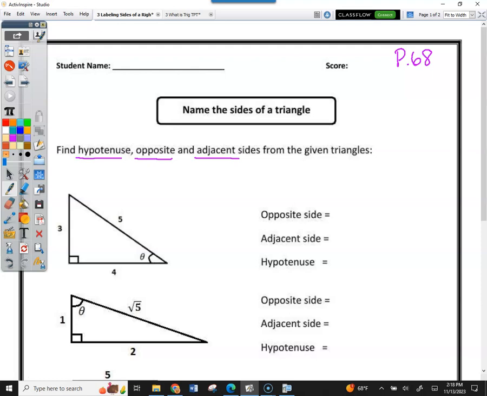We've already talked about how to label the hypotenuse. We said that you draw an arrow from the right angle.